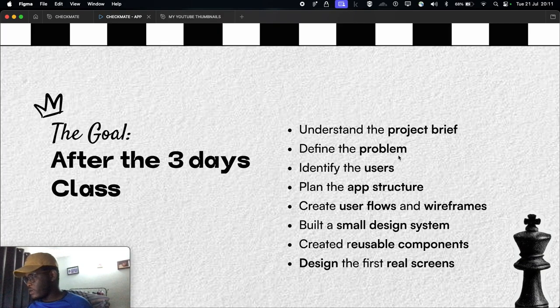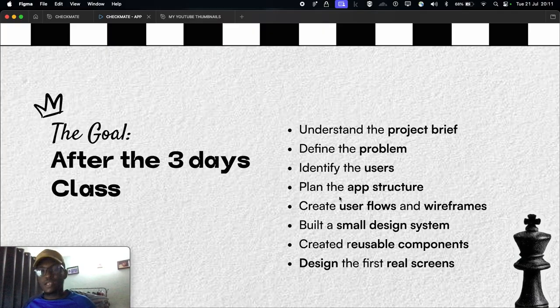For instance, we have OPay, we have Piggyvest, we have different apps, right? And we have different products that are out there. They are solving a problem, right? They are not made just because a couple of people came together and said they just want to make a product. No, there's a problem they saw, and there's a reason why that product was created. So we'll be understanding the problem from the project brief, right?